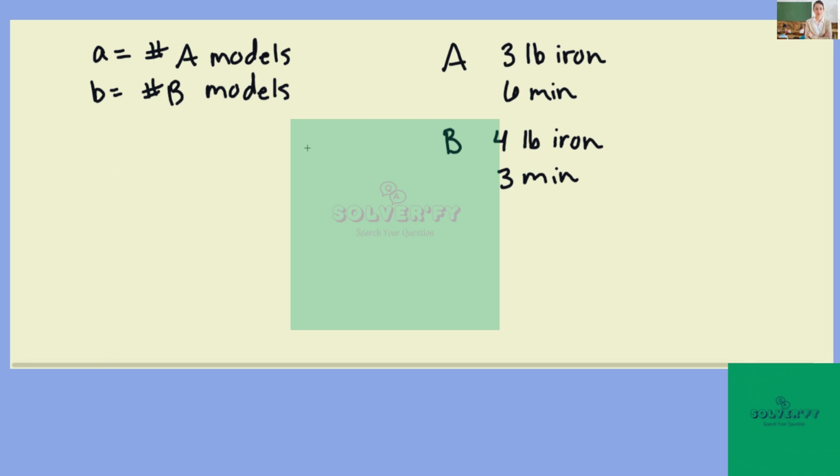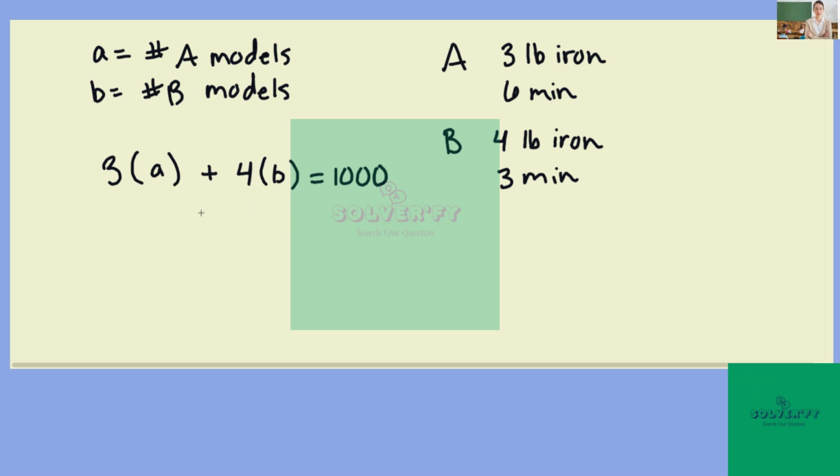Since we have the number of pounds available, which is 1,000, we are able to make an equation based on how much each model requires. So 3 pounds of iron times A, the number of A models, plus 4 pounds of iron times B, the number of B models that we have, should be equal to our total available pounds of iron, which is 1,000. So we have 3A plus 4B is equal to 1,000.